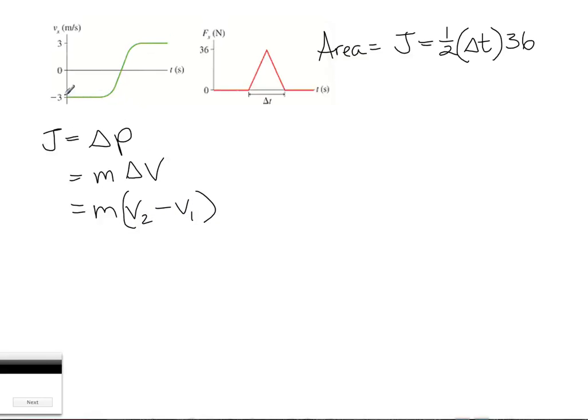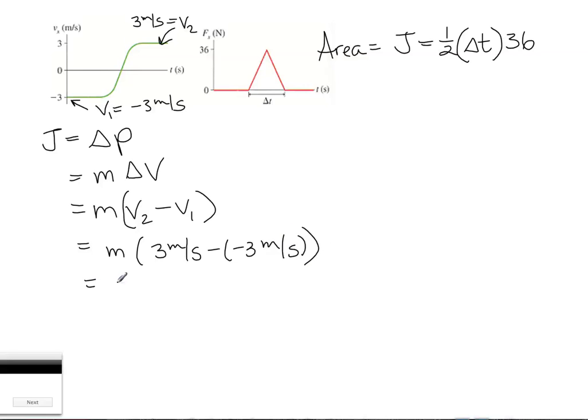Well, let's see, what have we got here? V2 is out here. That's the final velocity. And it looks like that one's equal to 3. The initial velocity at t equals 0 is down here. That looks like v1 is equal to minus 3. So that tells me that this is equal to mass times v2, 3 meters per second, minus v1, minus 3 meters per second.